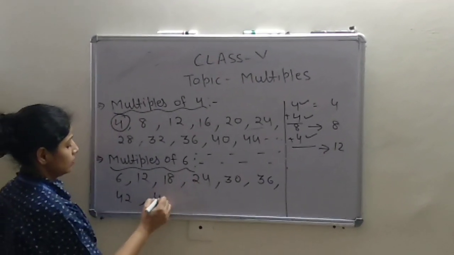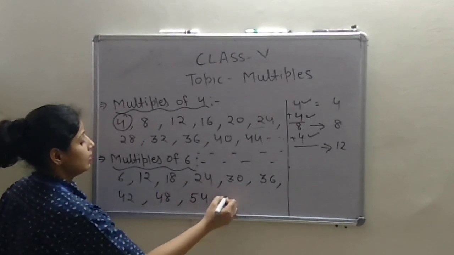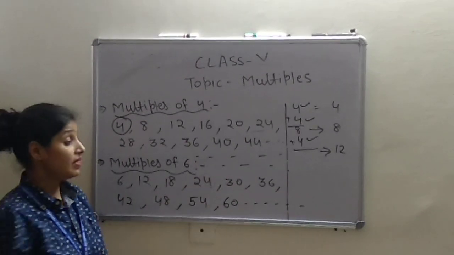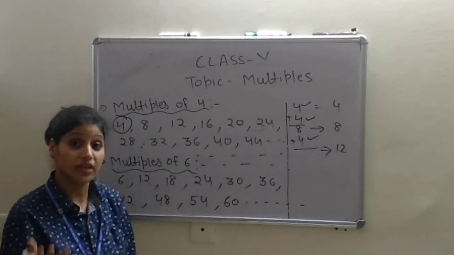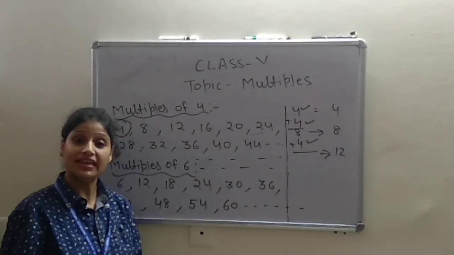42, 48, 54, 60, and after 60, we don't know how many multiples there are. As counting numbers are unlimited, multiples are also unlimited.